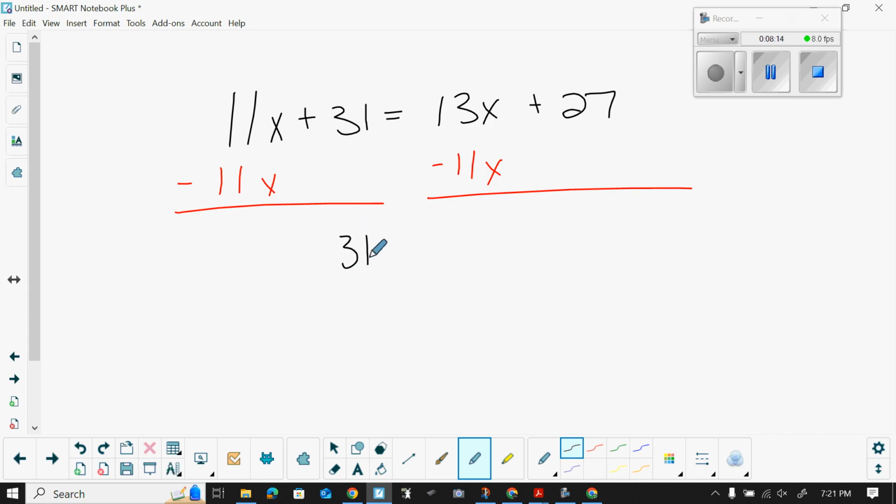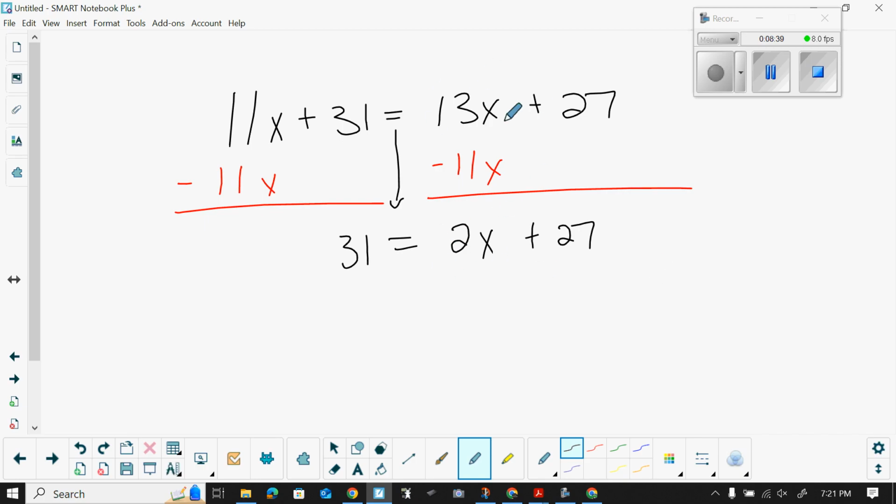31 equals 13 minus 11 is 2. And then we have this positive 27. Okay? So this is a typical good step. Nothing wrong with it. In fact, I would have done the exact same first step because I don't like having an x that has a negative in front of it after I do my add or my subtract.